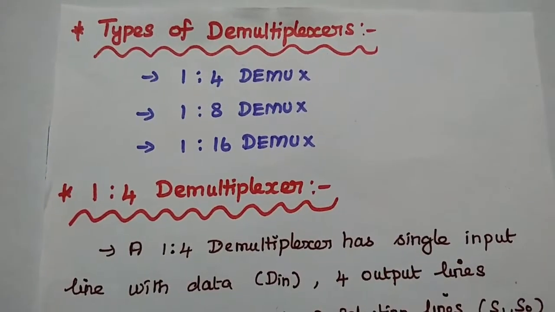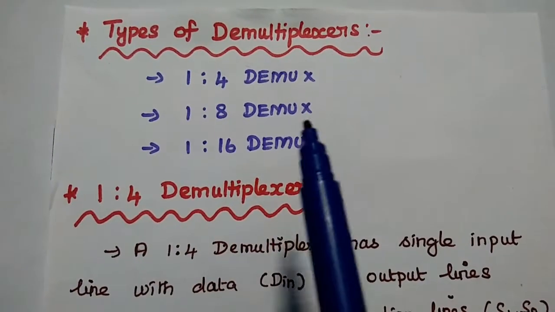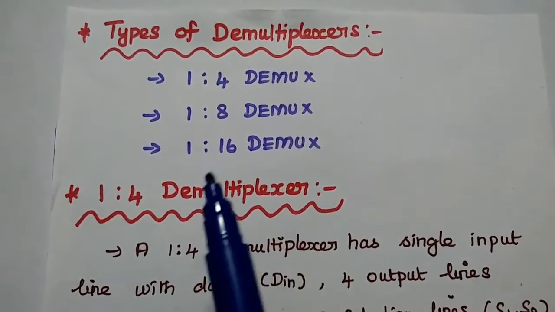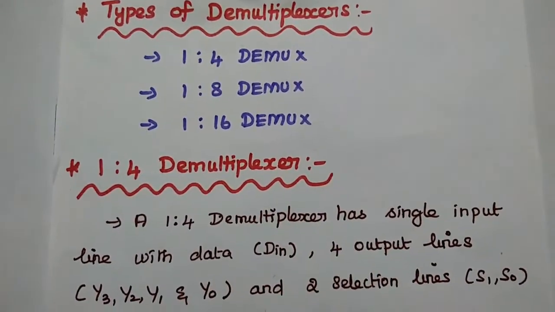There are different types of demultiplexers available: 1:4 DEMUX, 1:8 DEMUX, 1:16 DEMUX. It goes on like that. Let's see them one by one.